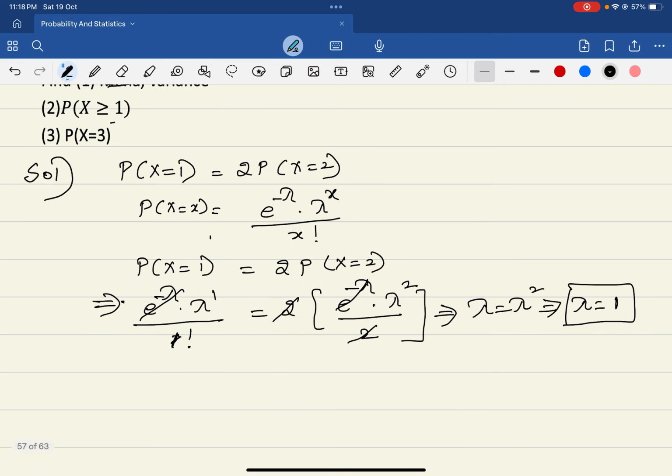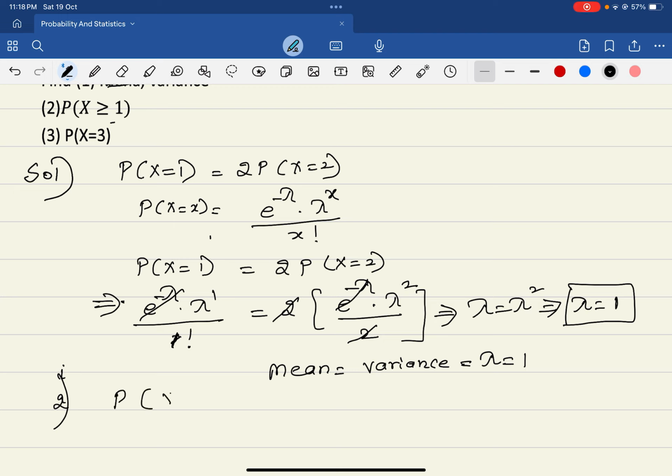Now let us come to the next question he has asked. Let us write down what the mean is. In the Poisson distribution, mean is equal to variance, correct? And that is equal to lambda, which is equal to 1.